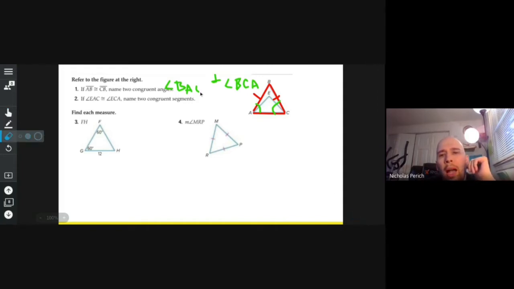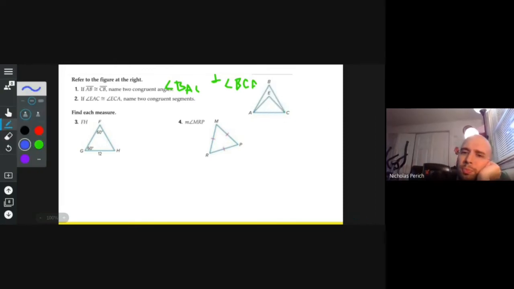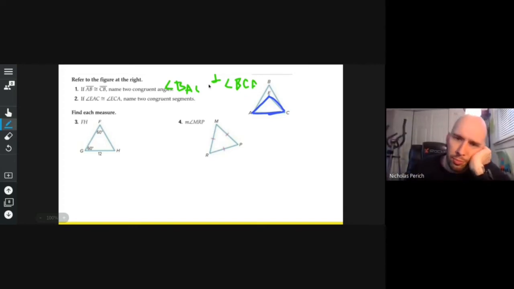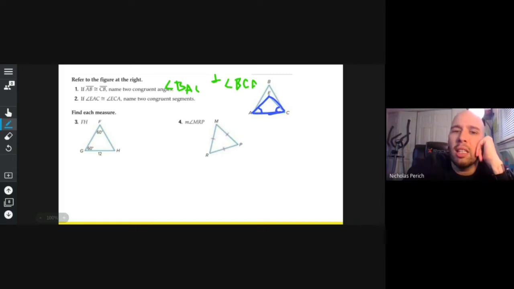Now, I think 2 of you were accidentally answering this one. EAC and ECA are congruent, name 2 congruent segments. We're now looking at the little triangle. This angle right here and this angle right here are the same, which means which 2 sides are the same? AE and CE is correct.